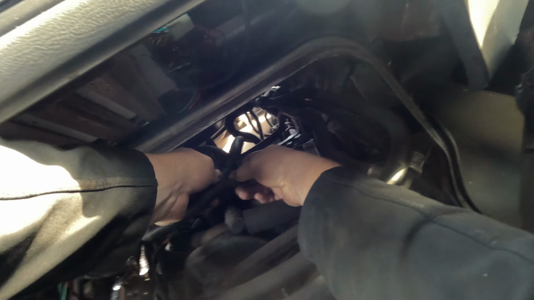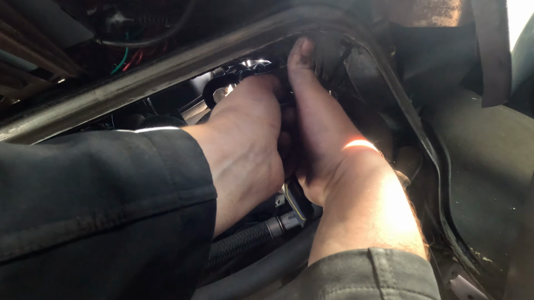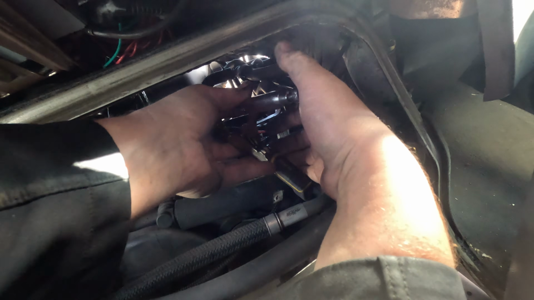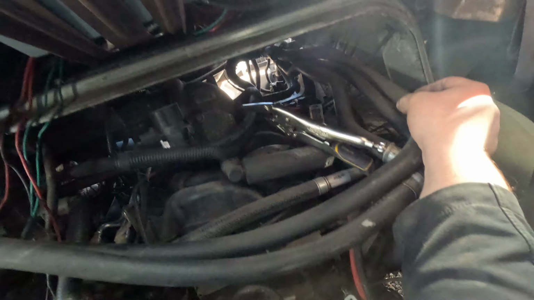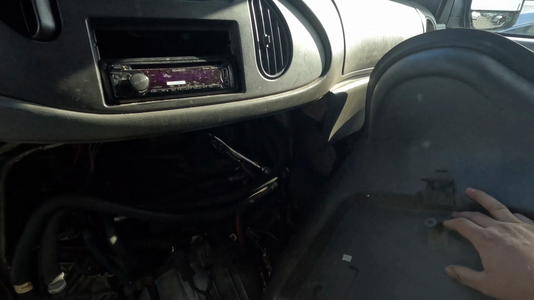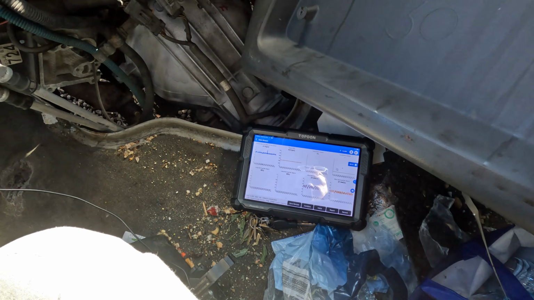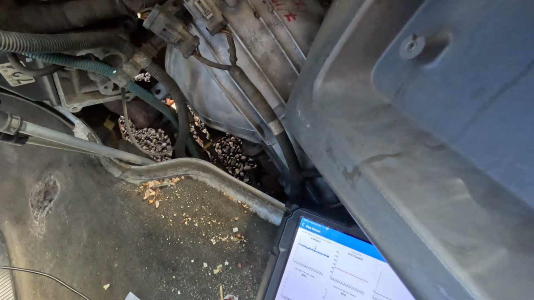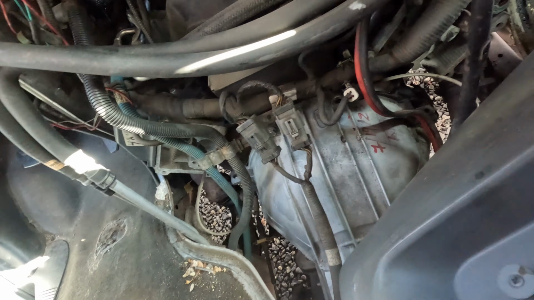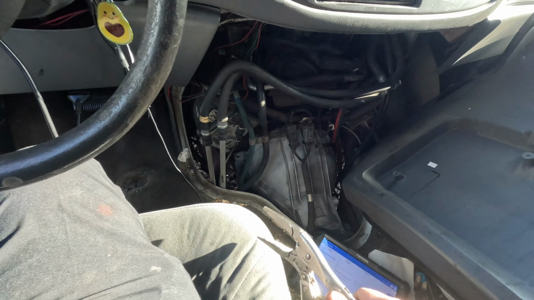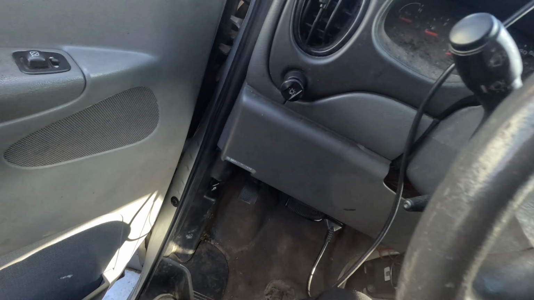Oh wait, right here it looks bad also. Let's see if that did anything. Nope, still at 30. Alright, I'm gonna have to smoke this. I just have a very hard time smoking these because I can't find a good spot to tee in.